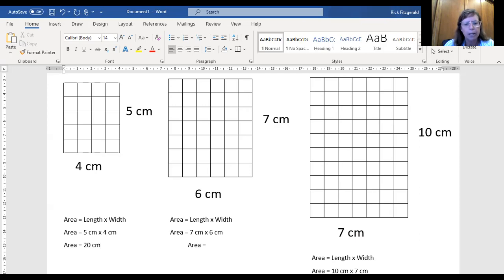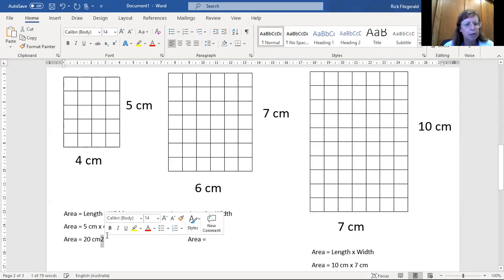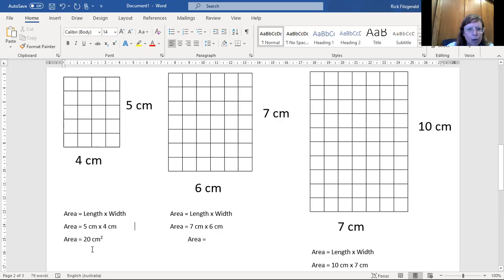Now to make the squared sign, I'm just going to put a 2 there, and then I'm going to work a little bit of magic with my keyboard to make it up the top. And that's how we write the square centimetres, by putting that little 2 above. So our length measurement is centimetres, and the 2 means that it is squared centimetres. As you can see, we have got those 20 centimetres squared, one for each of those squares.